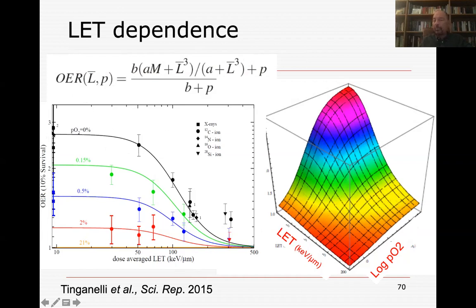So you see the maximum OER of 3, or a little bit lower than 3 actually, is reached when you have low LET and 0% oxygen. But when you go into the normoxia region, you see like 1.5, 0.15, 0.5% up to 2%. This is, say, the normoxia region. The OER is actually lower already when you go to these values. But they tend to go to 1. But you see, they tend to go to 1 only at very high LET.